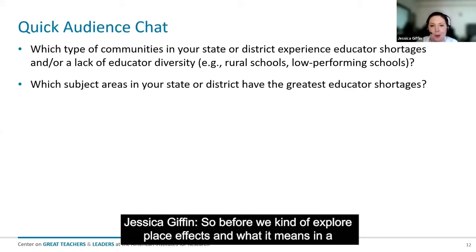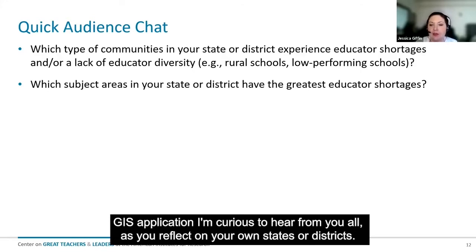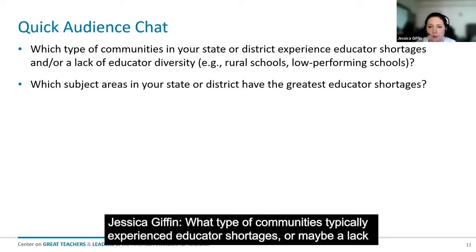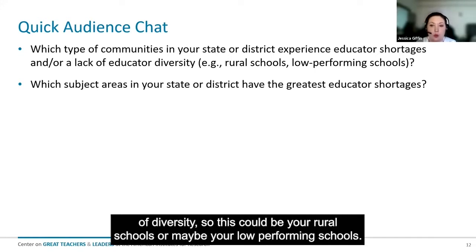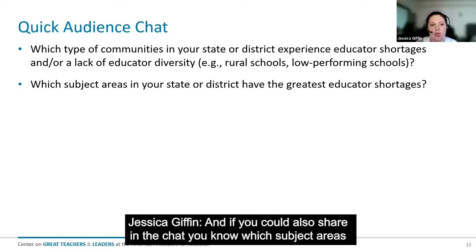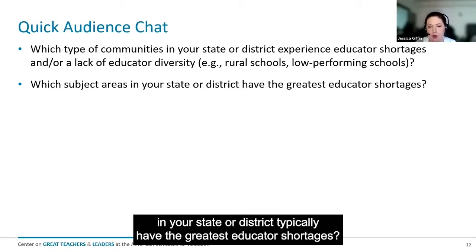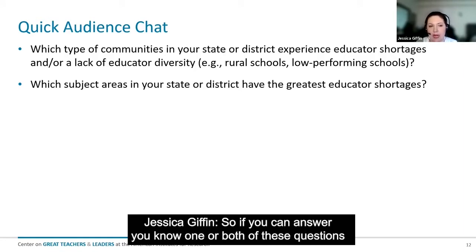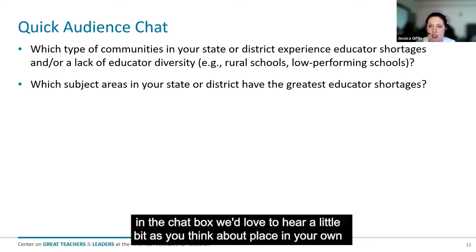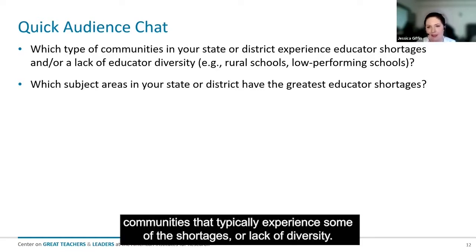So before we explore place effects and what it means in a GIS application, I'm curious to hear from you all as you reflect on your own states or districts. What type of communities typically experience educator shortages or maybe a lack of diversity? So this could be your rural schools or maybe your low performing schools. And if you could also share in the chat, which subject areas in your state or district typically have the greatest educator shortages. So if you could answer one or both of these questions in the chat box, we'd love to hear a little bit as you think about place in your own communities that typically experience some of these shortages or lack of diversity.